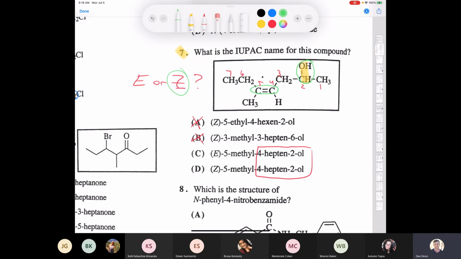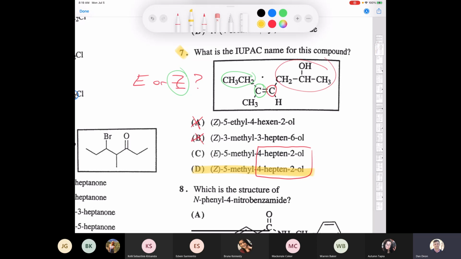You can see that on the double bond, if I erase some of what's on here and we just take a look at that double bond, the carbon in green has the ethyl group, and if I circle this carbon in red, that's got this group over here, which are on the same side. So this is a Z compound, and therefore the answer must be D, just like that. So those are some nomenclature problems.